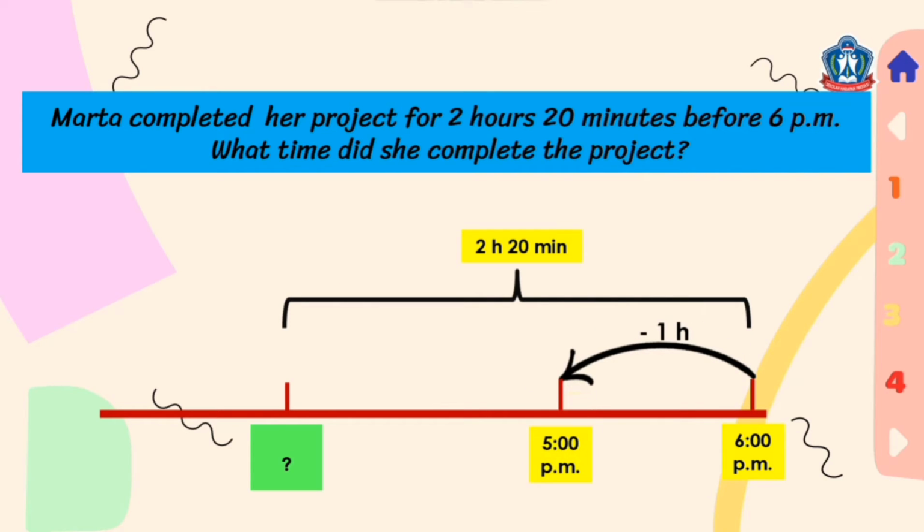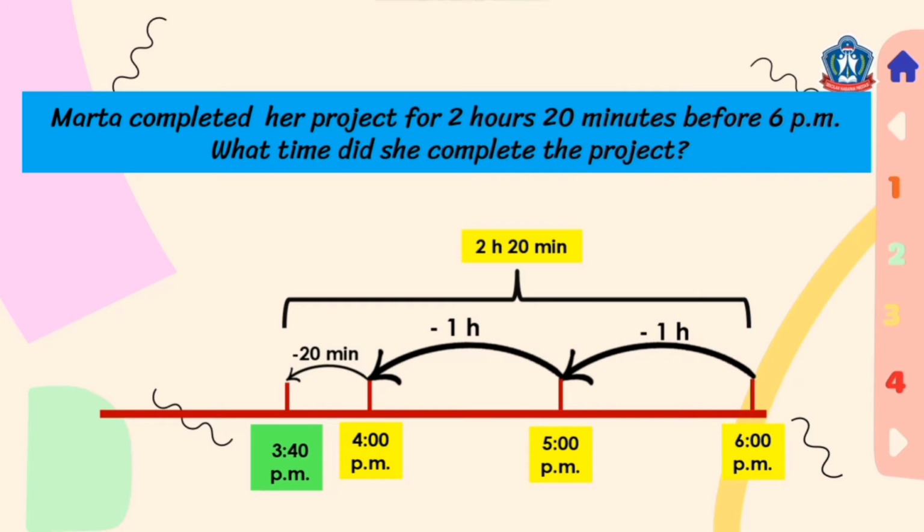So 6 p.m. minus 1 hour, an hour before 6 p.m. is, yes, 5 p.m. Because we are looking for 2 hours, we need to subtract another 1 hour and that is 4 p.m. Next we need to find 20 minutes before 4 p.m. What is that? Yes, that is 3:40 p.m. So, Martha completed her project at 3:40 p.m.